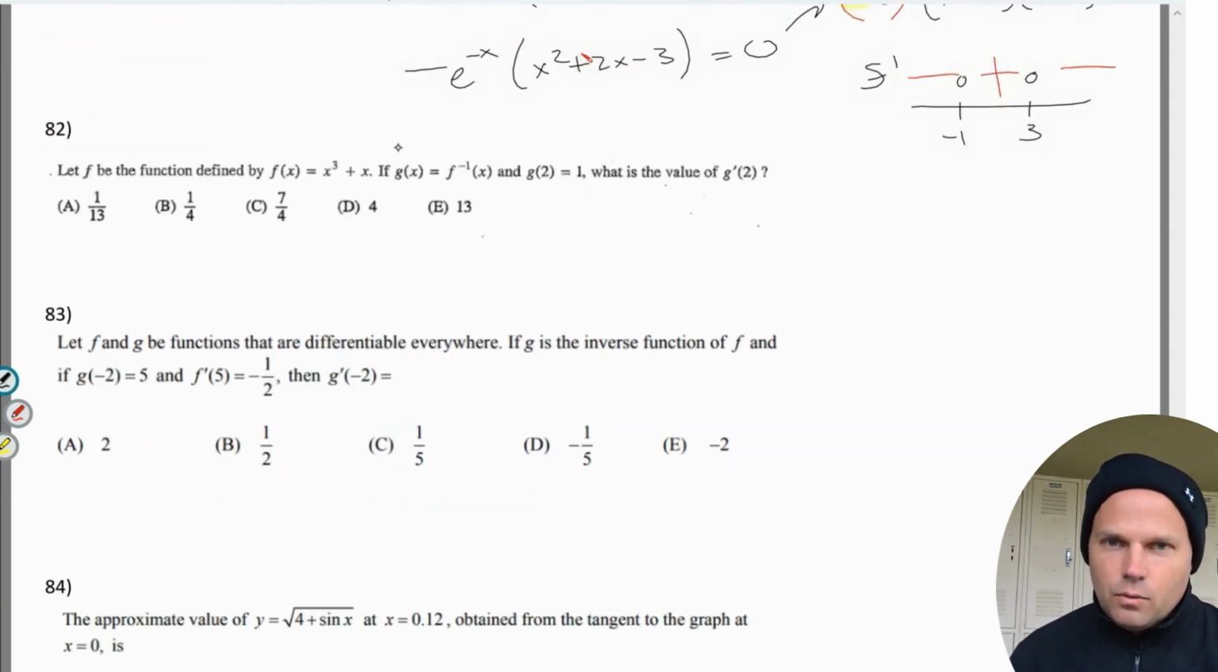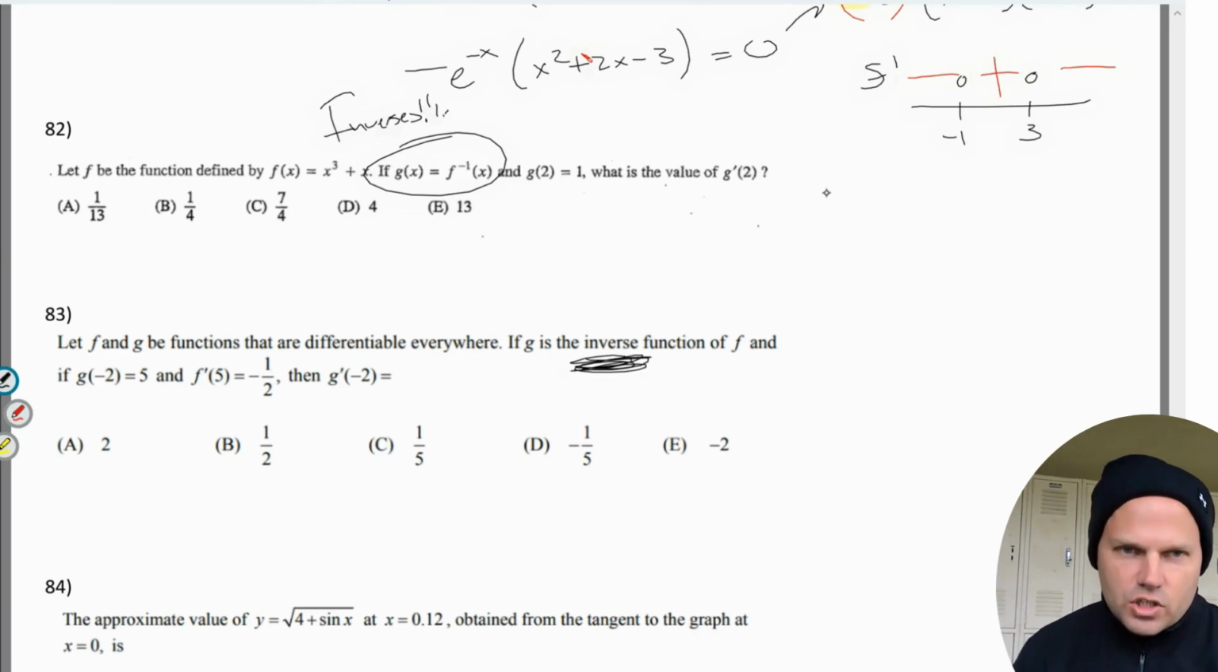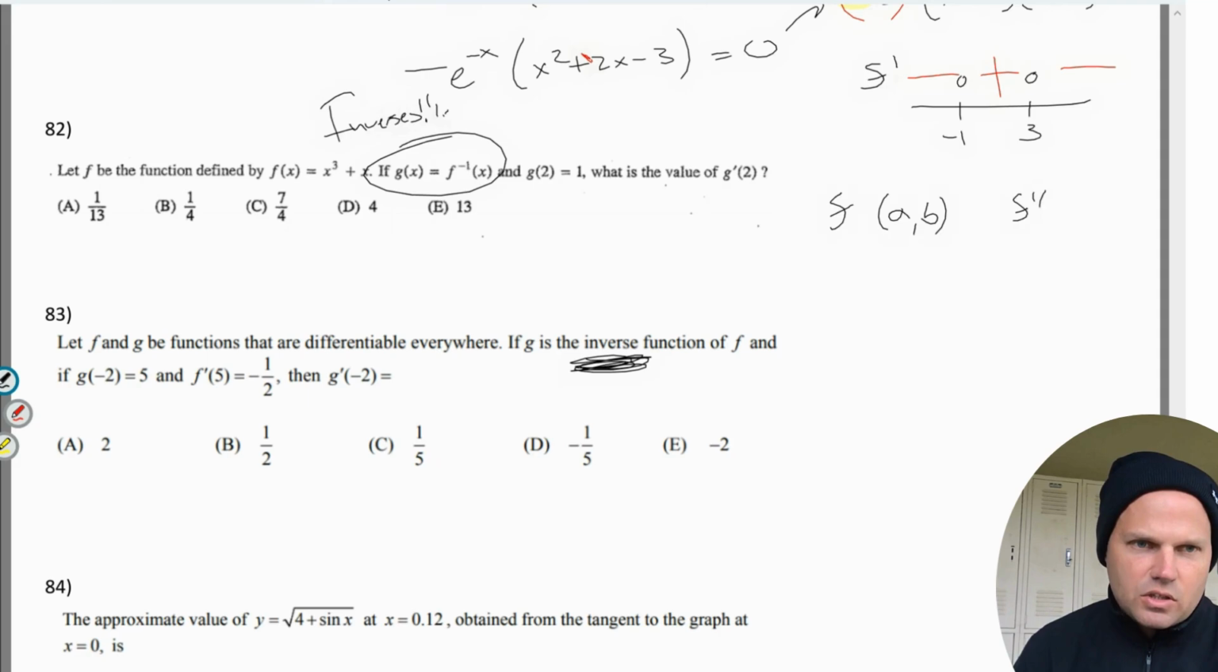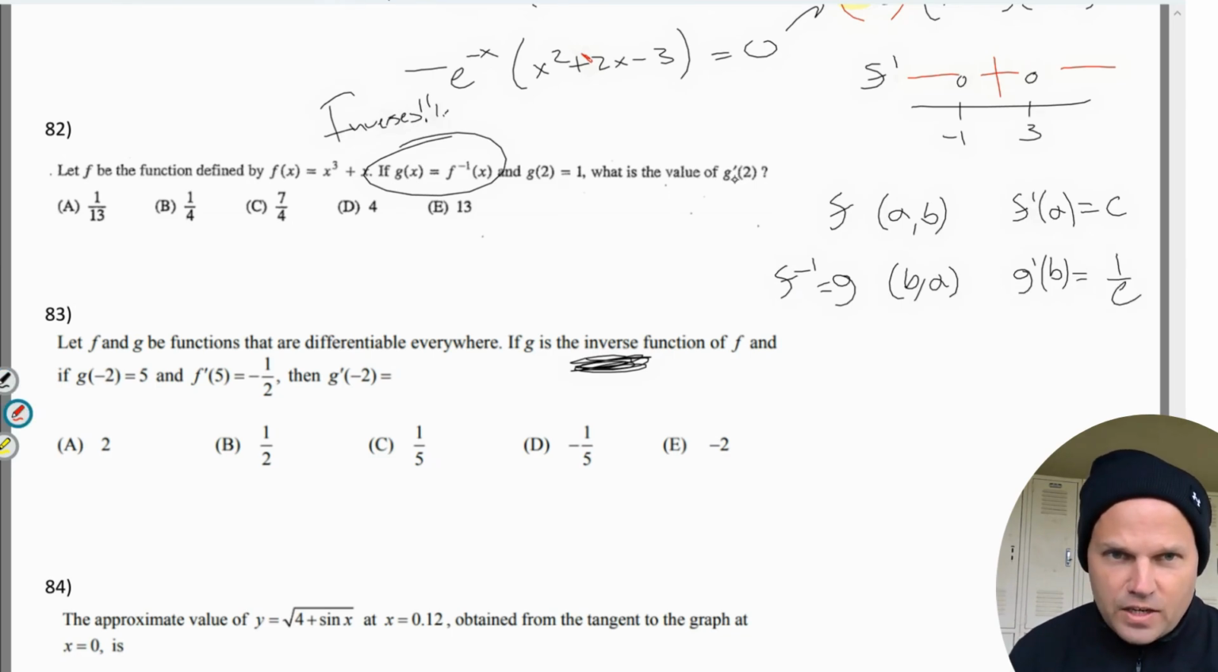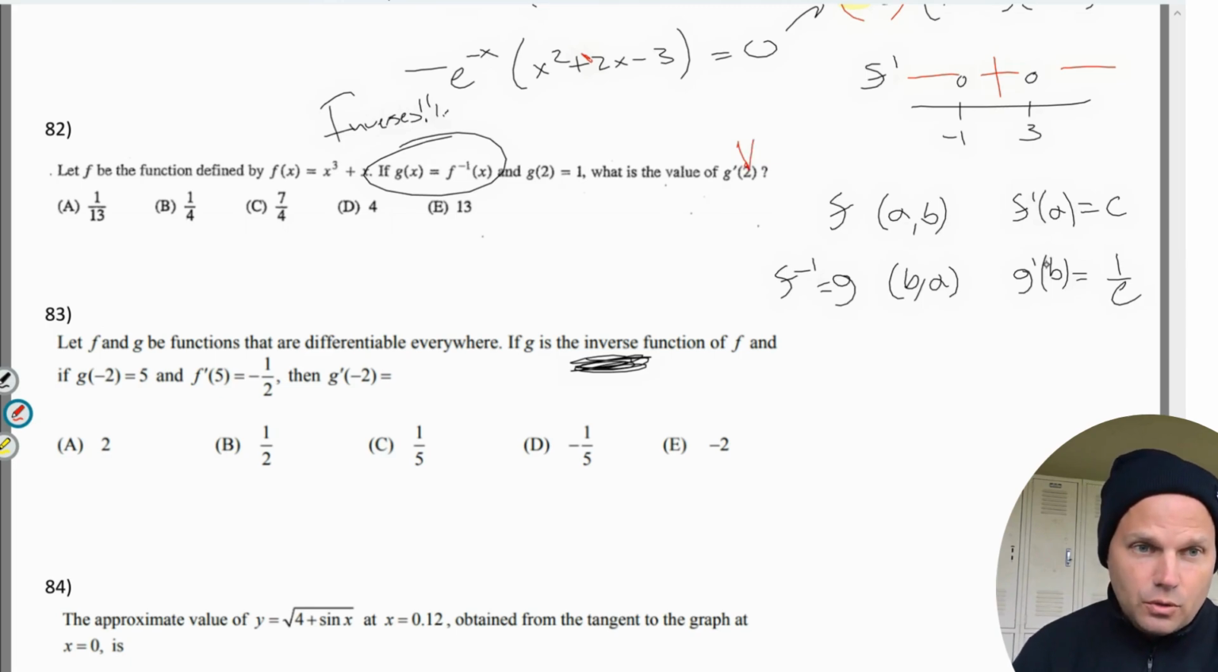All right, now we get to a problem and we see inverses. Throw out your knowledge of inverses. AB, the slope of A is C. We're talking about G, which is F inverse. BA, G prime when the X value is B is 1 over C. I'm trying to find G prime when its X value is 2.